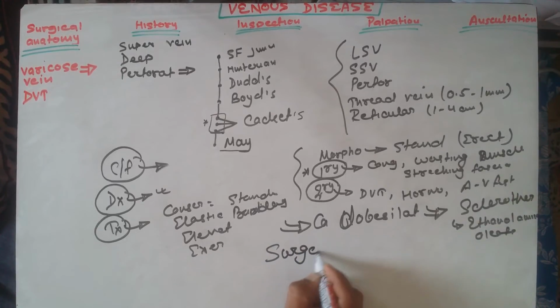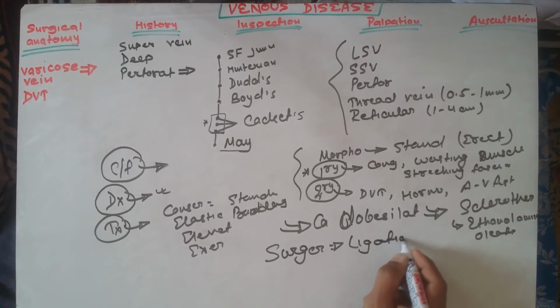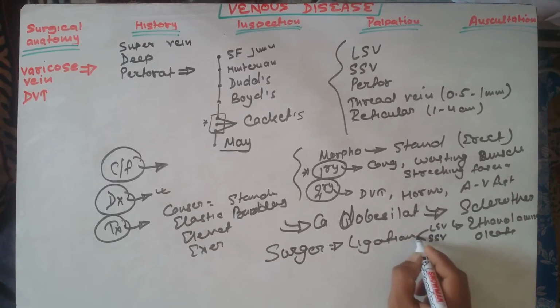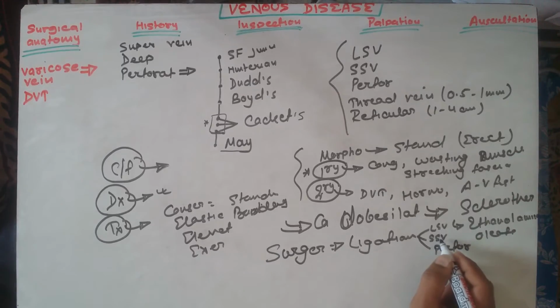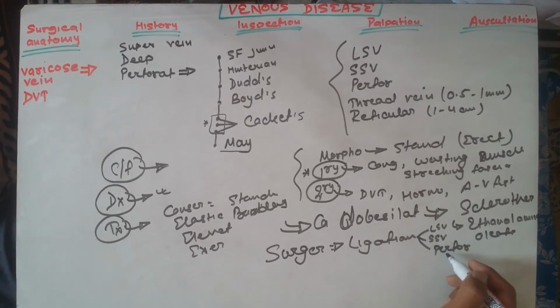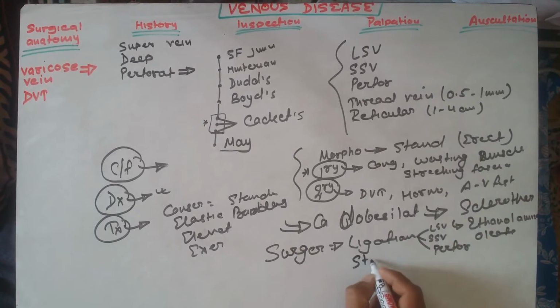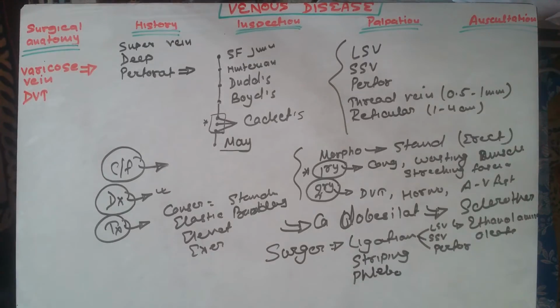And in surgery, there are different modalities of ligation. Ligation can be done for the long saphenous vein, short saphenous vein, or for the perforators. The ligation of the long saphenous vein is also called Trendelenburg operation. The other modality is stripping of the vein. Stripping of the vein can be done, and in some cases of superficial varicose vein, phlebotomy can also be performed.